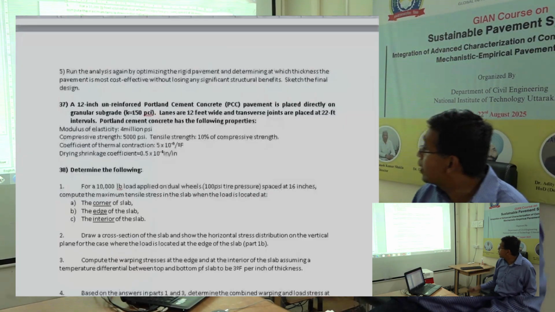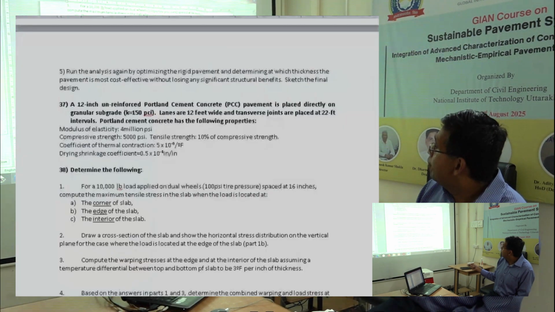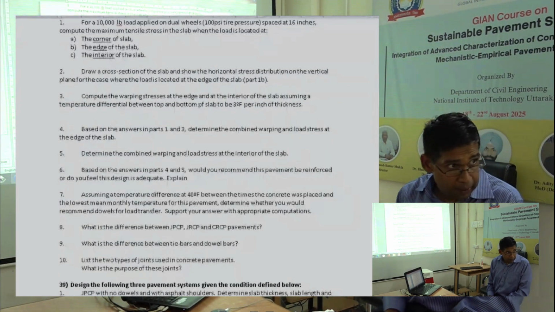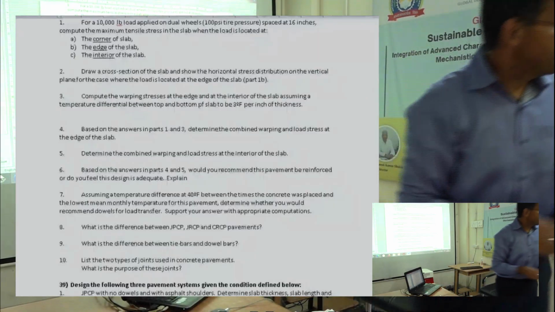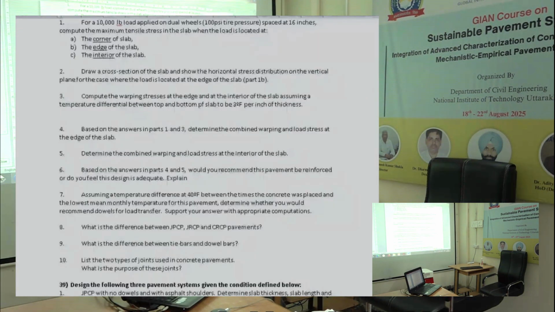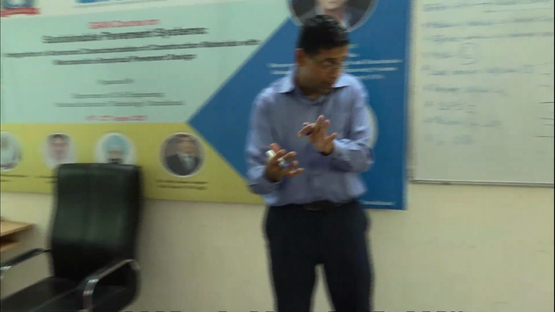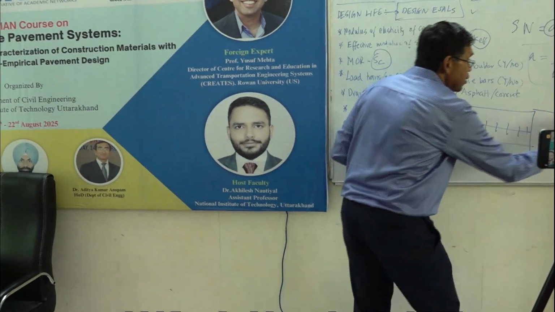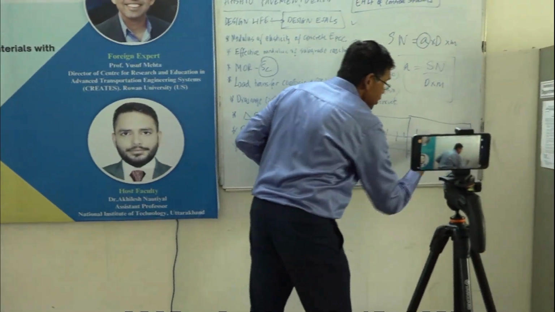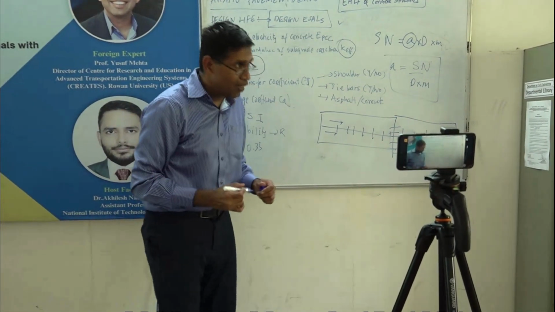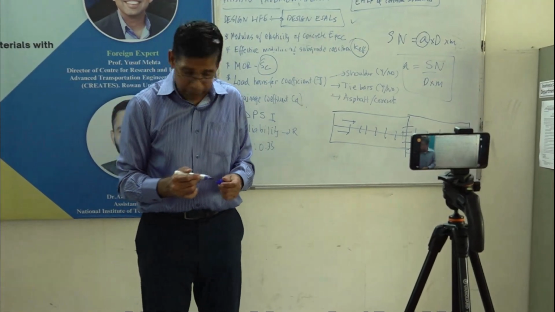Let's look at this. What is the difference between tie bars and dowel bars? Tie bars are placed parallel, this is the graphic, parallel to the joint. They tie the longitudinal joints. And if there's a joint here and another joint, then you have dowels here for load transfer. This is the tie bar.